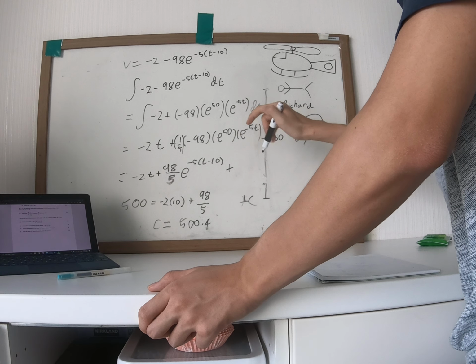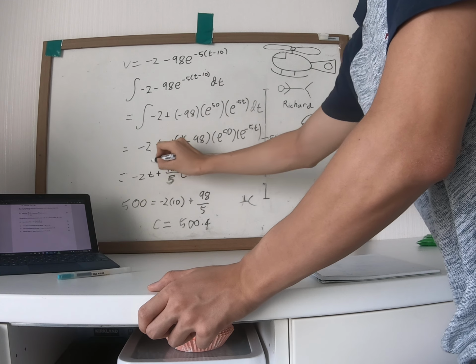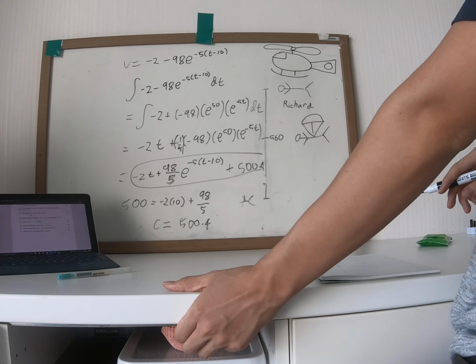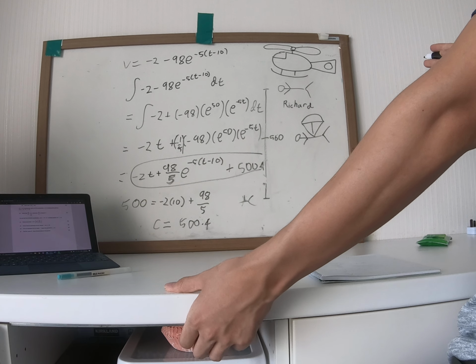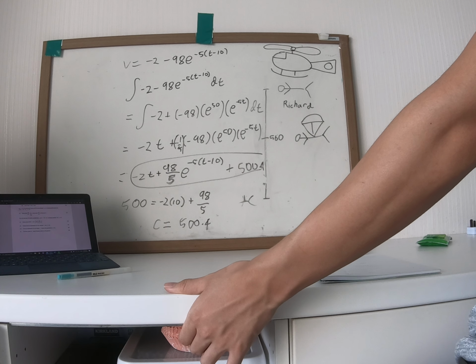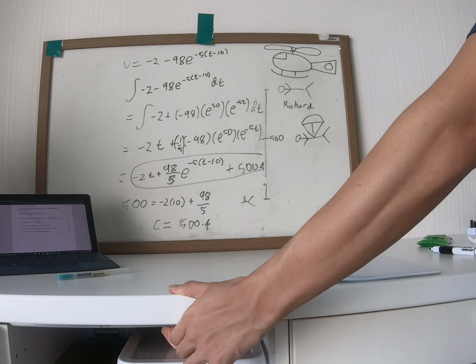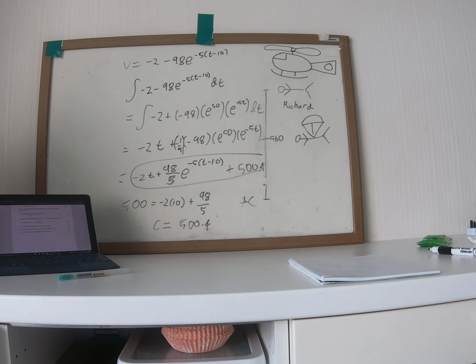So our final answer will be this: -2t plus 98/5 times e to the power of -5 bracket t minus 10 bracket plus 500.4. On to the next question, which is also the final question.